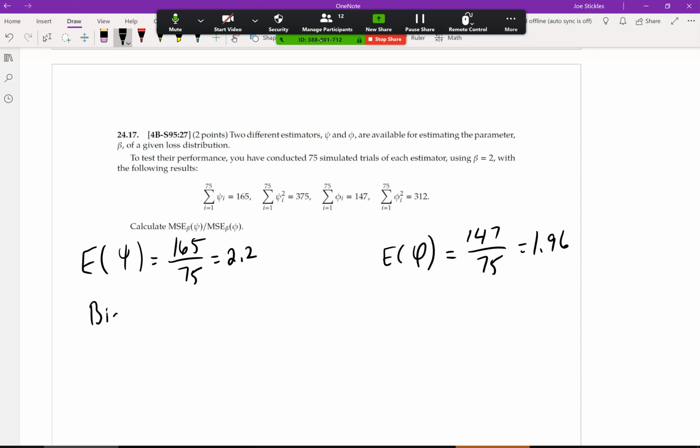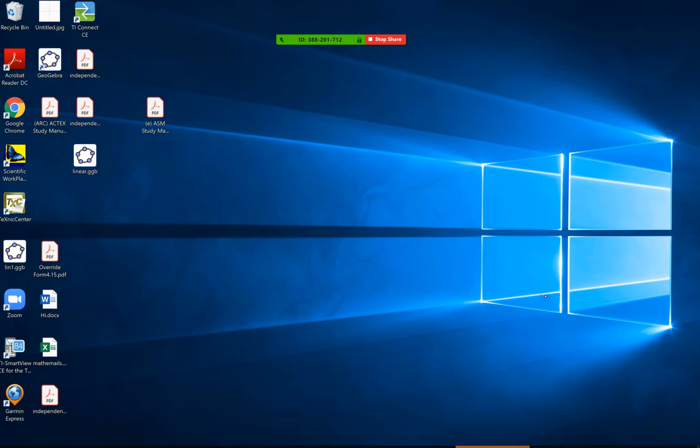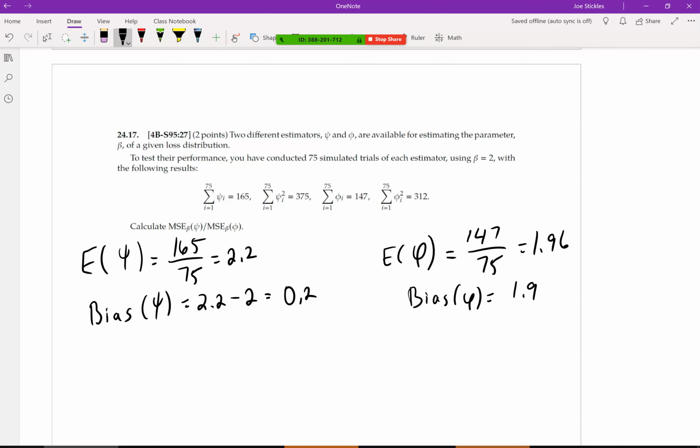So then I can calculate the bias in each of these. Remember, we're trying to use these as an estimate for beta. So they tell us that the beta is 2. So the bias in psi will be 0.2. The bias in phi will be negative 0.04.